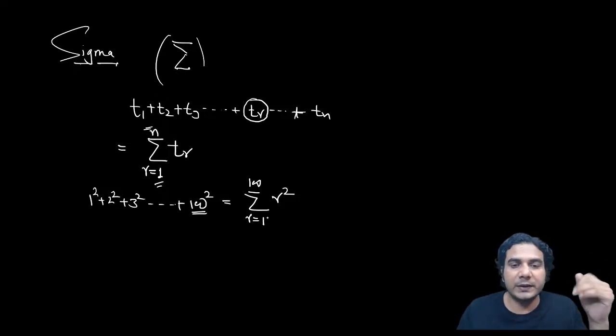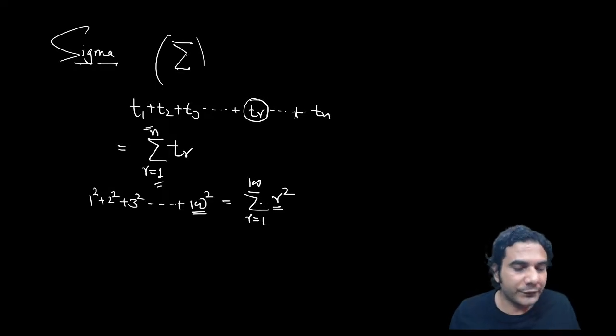So these are the limits. If you put r is equal to 1, you'll get the first term. If you put r is equal to 2, you'll get the second term, and keep adding these terms. Put a plus sign between any two consecutive terms. So this is sigma notation. I hope you're getting it.